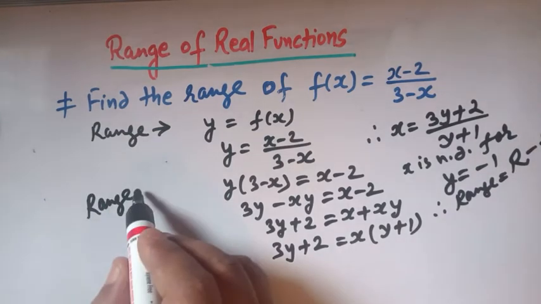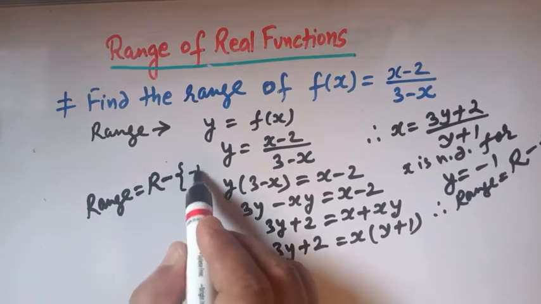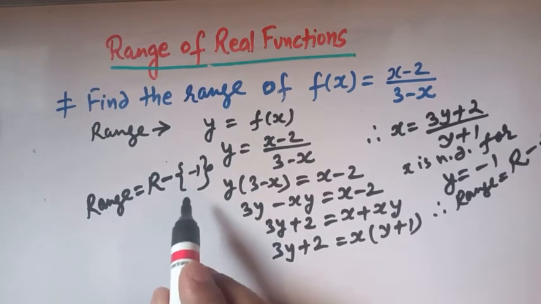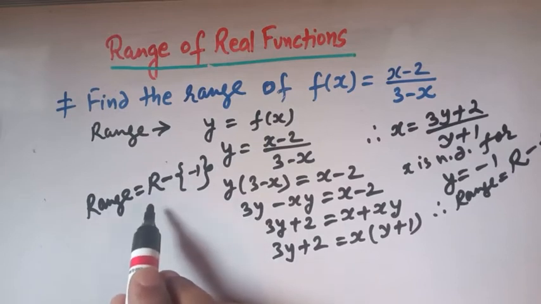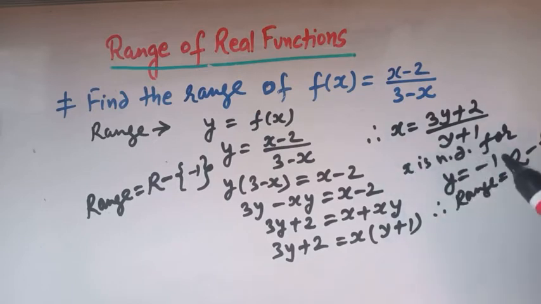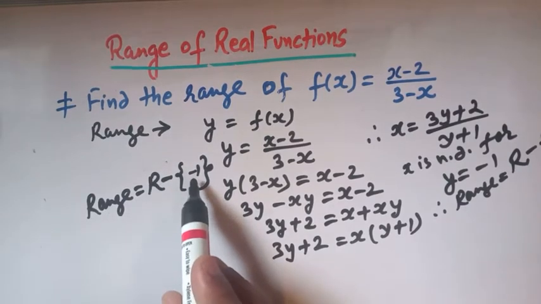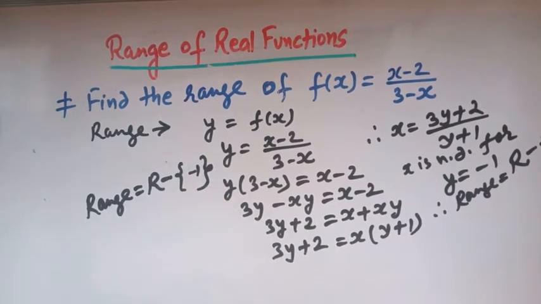Range is equal to R minus {minus 1}. So we'll exclude minus 1 from the set of real numbers, because here when y is equal to minus 1, x is not defined. So our range is R minus {minus 1} here. Clear?